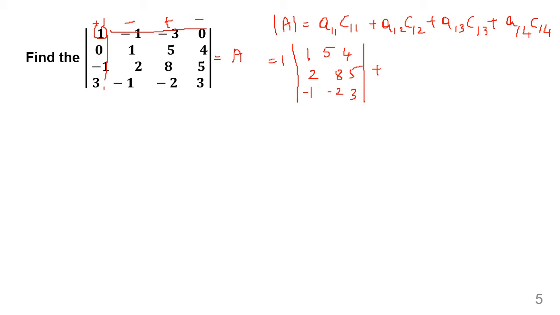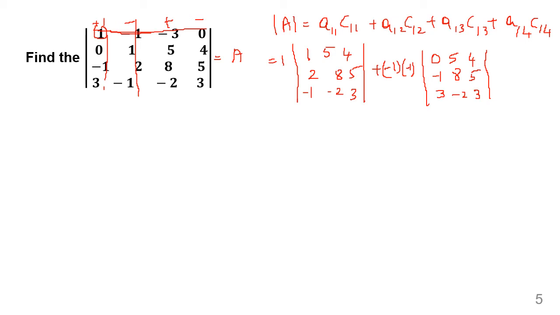plus A12 is this element in the determinant matrix and the symbol is given as minus. So it is minus of 1 into minus 1, determinant of, we are going to eliminate this column and this column, and we are going to write the remaining element as 0, 5, 4, minus 1, 8, 5, 3, minus 2, 3.